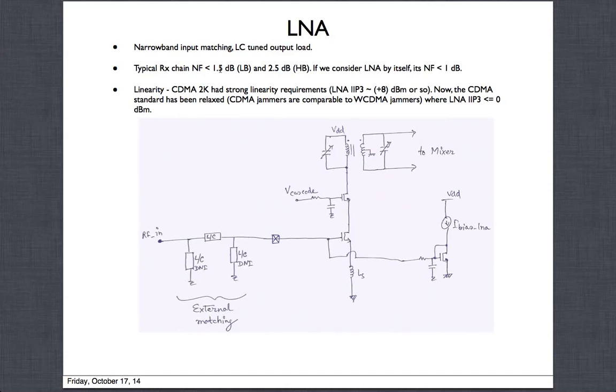These numbers will vary over temperature. This is more at room temperature. If it gets hot, this might degrade by another half a dB. And also over process. When you make something, it's not always a typical process. The process corners also shift. The process could get slow, the process could get fast. So typically when the process gets slow and it also becomes a hot condition, where the noise is always higher, you could deviate almost a dB from these numbers.